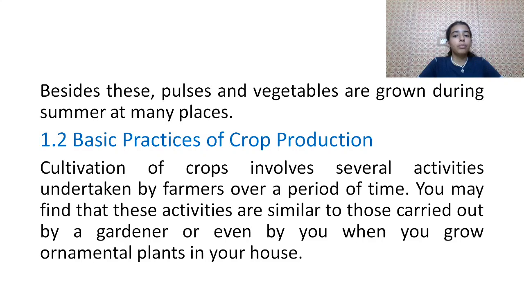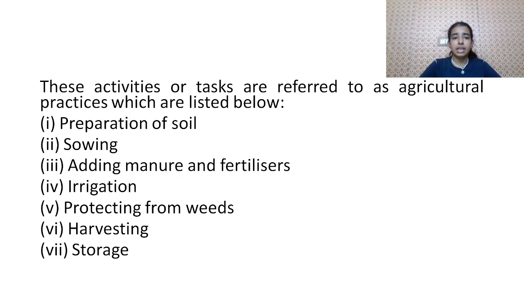Basic practices of crop production. Cultivation of crop involves several activities undertaken by farmers over a period of time. You may find that these activities are similar to those carried out by a gardener or even by you when you grow ornamental plants in your house. These activities or tasks are referred to as agricultural practices, which are listed below. Preparation of soil, sowing, adding manure and fertilizer, irrigation, protecting from weeds, harvesting, and storage.